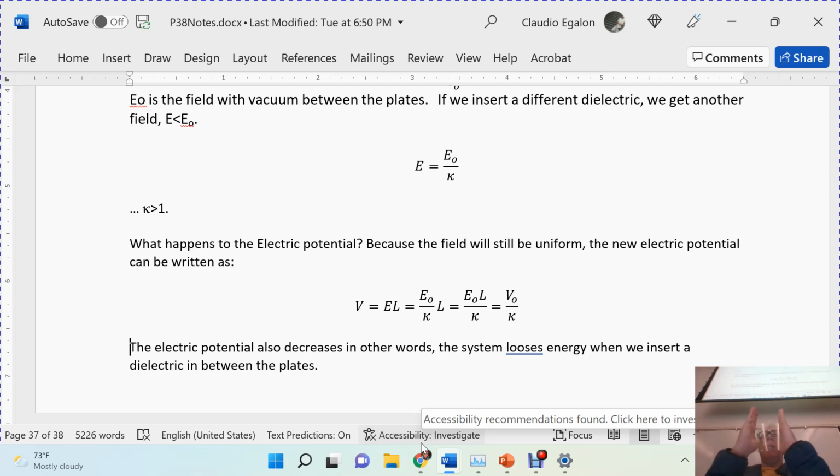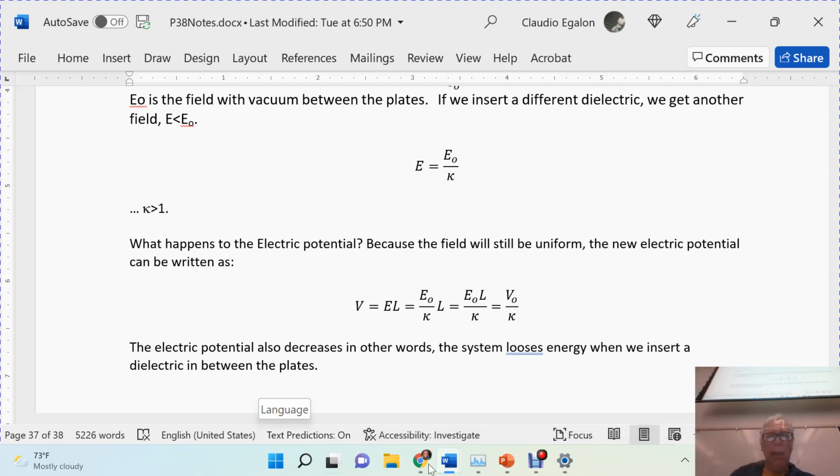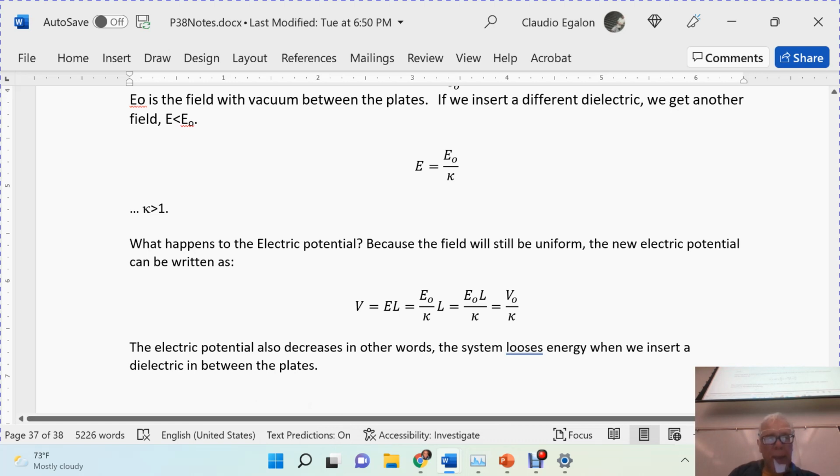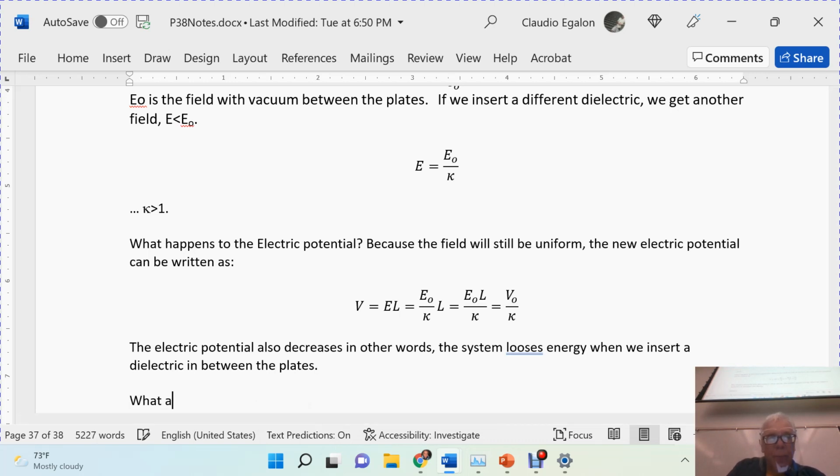If you have vacuum between the plates of the capacitor and you approach a dielectric little by little, what's going to happen? The dielectric is going to be naturally sucked in by the capacitor. That's exactly what happens in real life, and because of that, it loses energy. So that's one. Two: what about the capacitance?